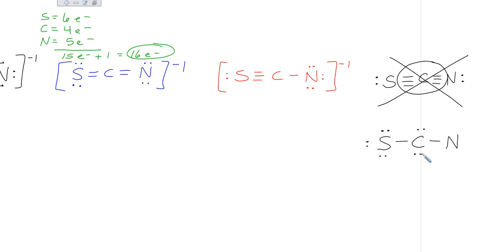Carbon, 2, 4, 6, 8. And then we'll finish off the nitrogen. Everybody's got an octet, right? 2, 4, 6, 8, 10, 12, 14, 16. Whoa! 18, 20. Too many electrons. So be careful of these.